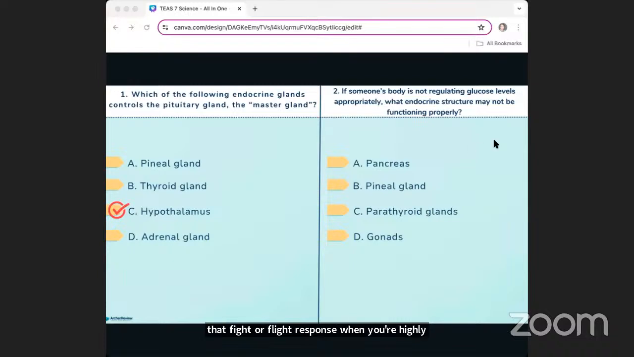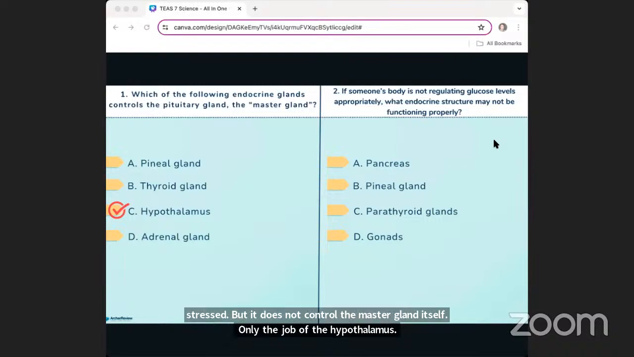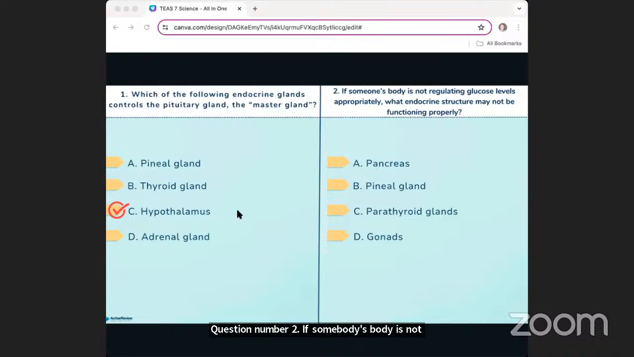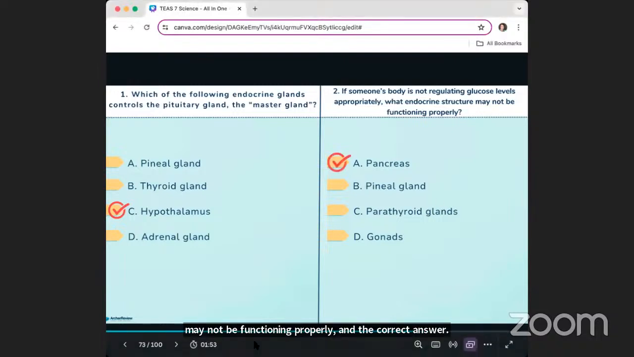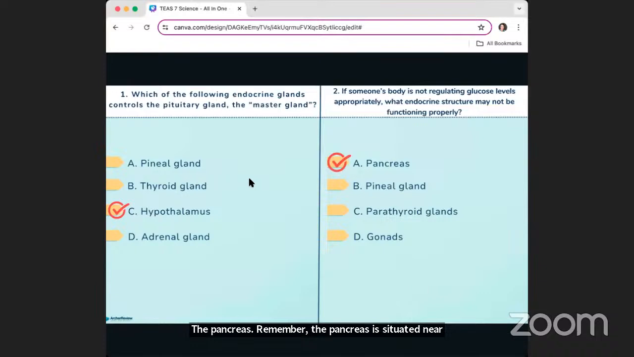Question number 2, if somebody's body is not regulating glucose levels appropriately, what endocrine structure may not be functioning properly? And the correct answer is A, the pancreas. Remember, the pancreas is situated near the stomach, and it will release insulin, among some other hormones, but mainly insulin to help regulate your glucose levels.